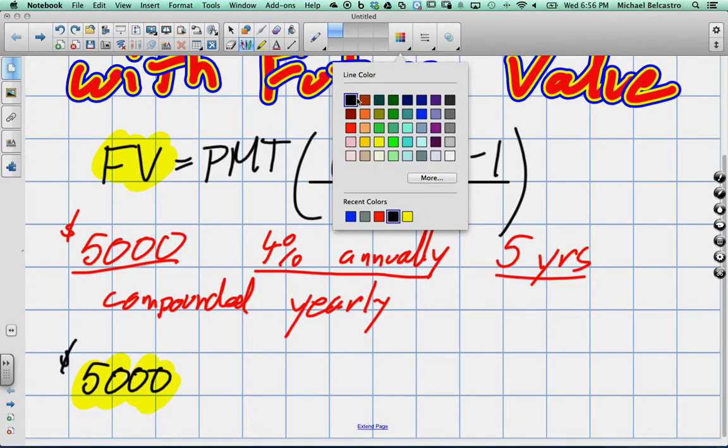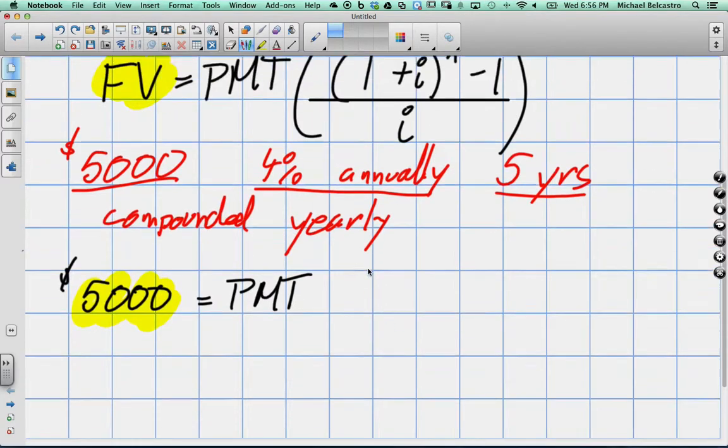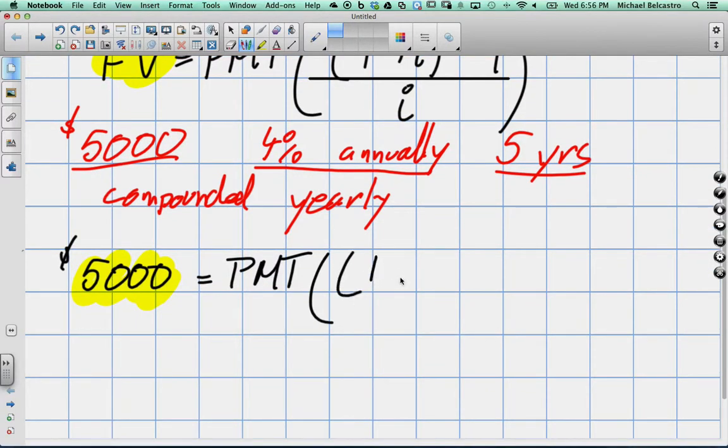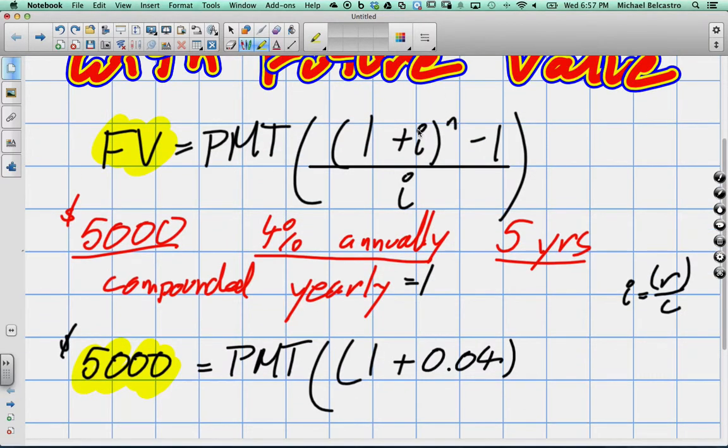FV is equal to PMT, which is what we're trying to figure out, how much we pay each year, times (1 plus I). Now, I is technically the interest rate divided by the compound period. But because the compound period is only 1, our I is going to be whatever our interest rate was. So in this case, it's 0.04. So our I value is going to be 0.04.